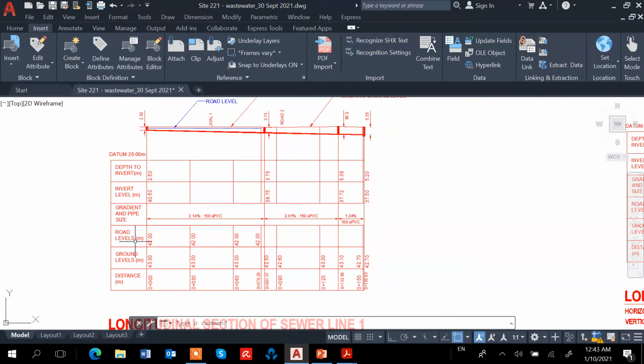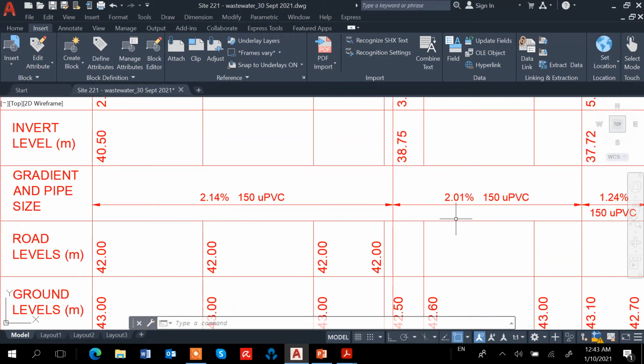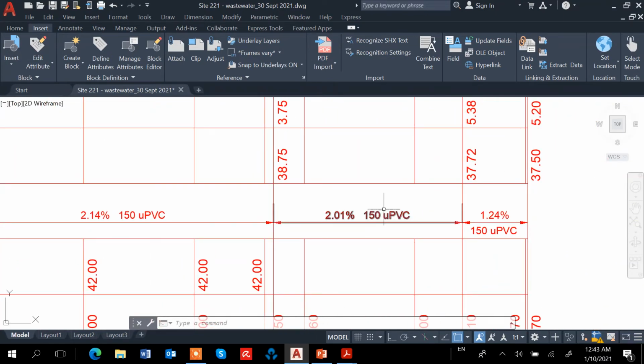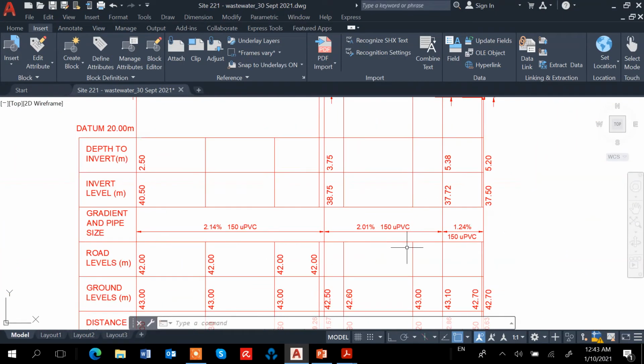Okay, so we have the road level, and then we need another row, which is to find the gradient and the pipe size. What's the gradient? The minimum is 1.2%. So what is this one? We have 2.14%, 2%, 2.01%, and 1.24%.